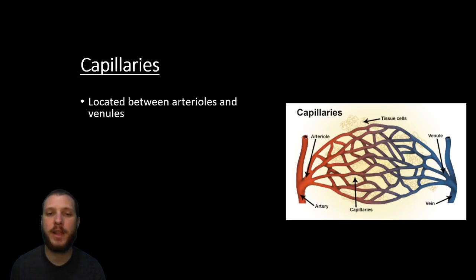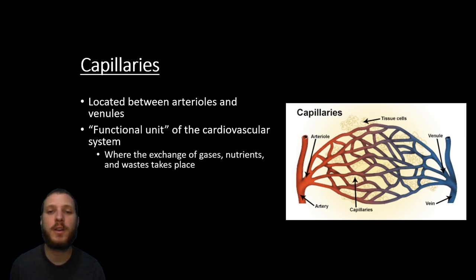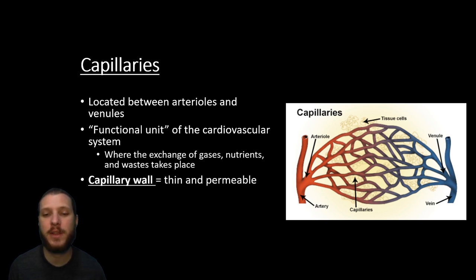Looking more closely at capillaries, again, as we said, they're going to be located between the arterioles and the venules. And we consider these the functional unit of the cardiovascular system. So as I just said, this is where the exchange of gases, nutrients, and waste take place. And this can happen because the walls of the capillaries are very thin, and that's going to be what allows for the diffusion of those molecules to pass through easily.